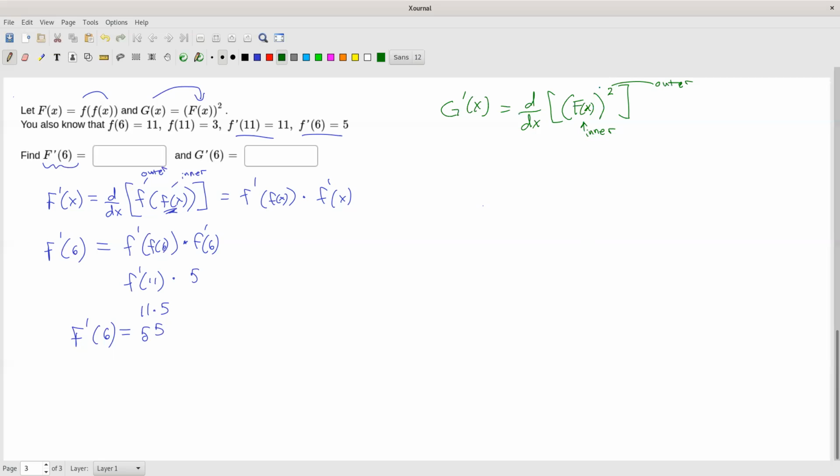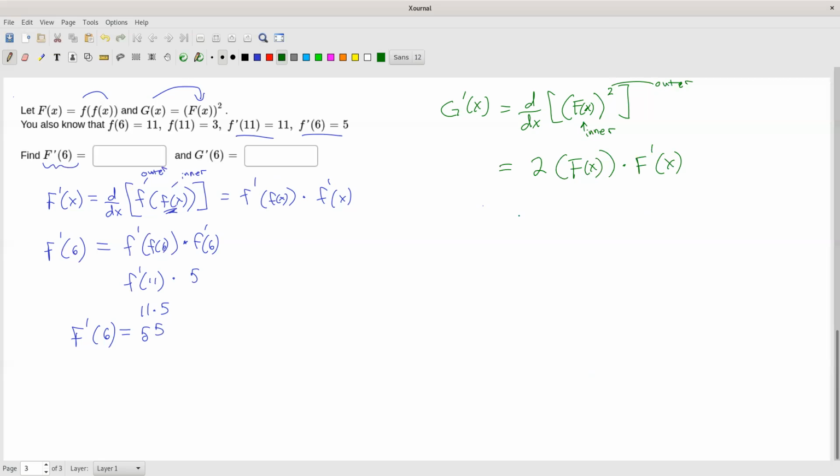Applying the chain rule here, the outer goes first. The derivative of a square is twice whatever you were squaring. I happen to be squaring capital F of x. Then multiply by the derivative of the inner. The derivative of capital F is just capital F prime of x. So that's what the derivative of a square of a function looks like. It's twice the function times the function's derivative. That's what the chain rule tells us.